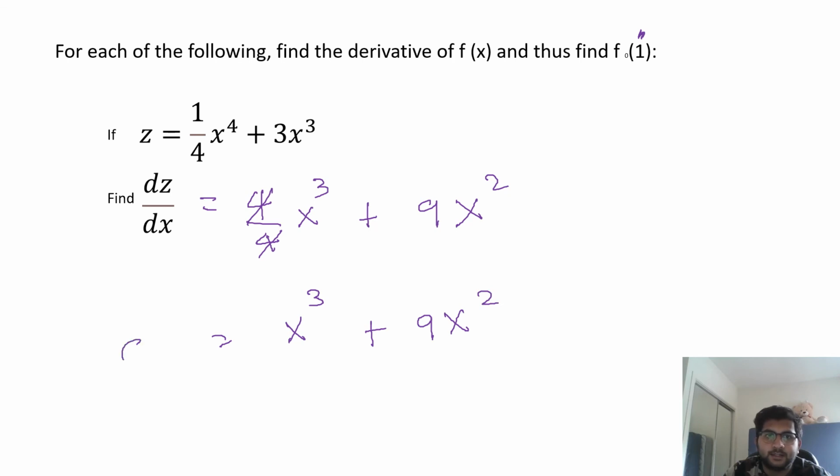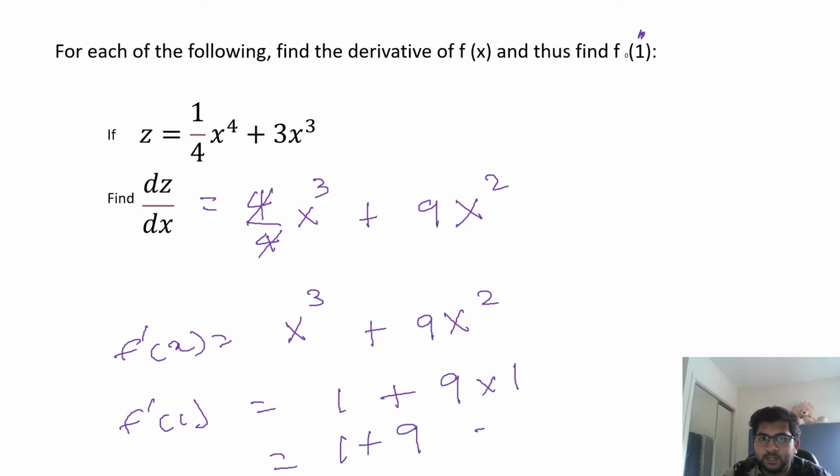And let's plug in 1 here, so it's going to be 1 plus 9 times 1, so 1 plus 9 is equal to 10. So the answer is 10.